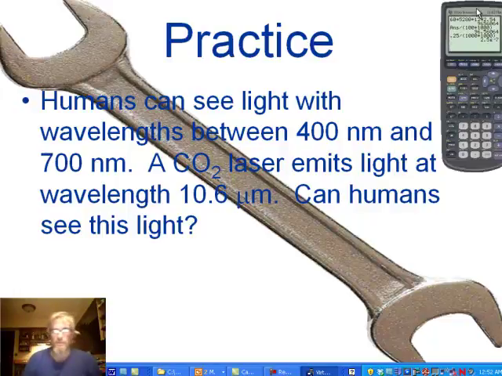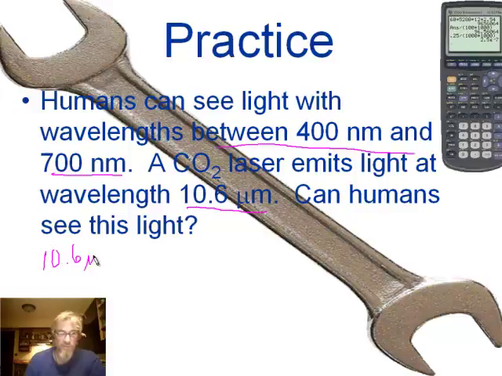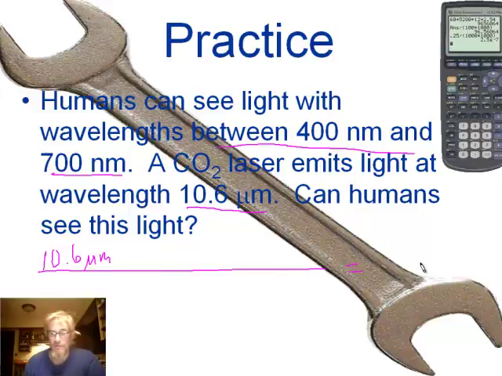Okay, here's how we can set this up. Really, the question is, if we're asking, can humans see this light? Is this light between 400 nanometers and 700 nanometers? So let's find out how many nanometers it is. We don't know that, but we do know micrometers, so we'll start out with that. 10.6 micrometers. Remember that little Greek letter mu means micro. I set up my dimensional analysis by putting this long line, and then I'm going to put my target dimension. What I want to know is how many nanometers is that?